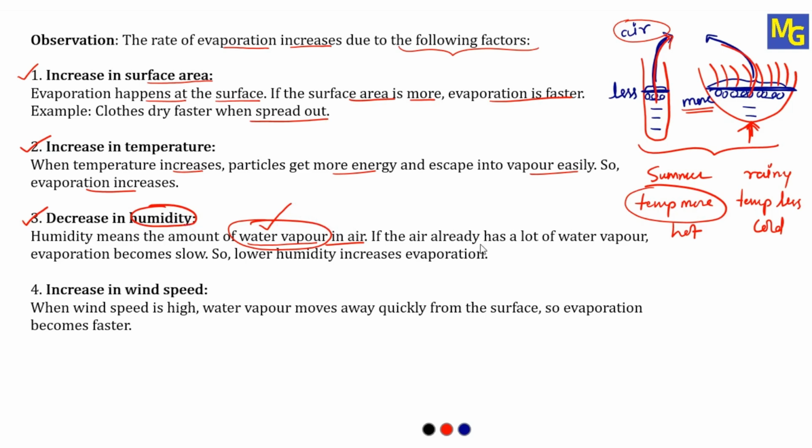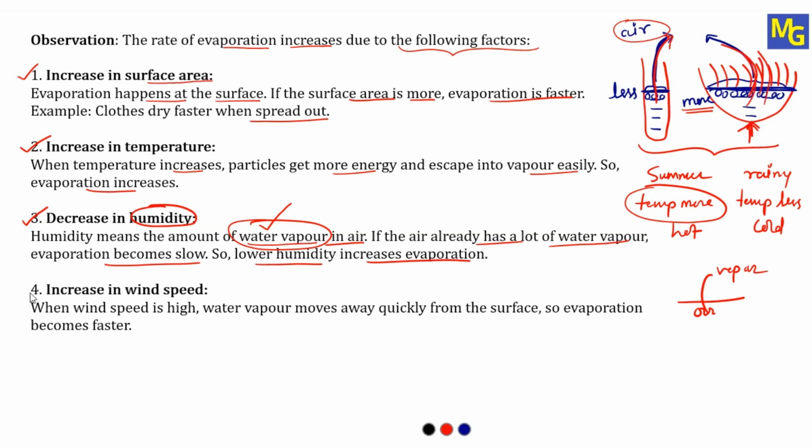If the air already has lots of water vapor, evaporation becomes slow. Very simple. If the air is already having water vapor, then the next water cannot convert into vapors. The speed becomes slow. So lower humidity increases evaporation. If air has less amount of water vapor, then the next water will evaporate faster.